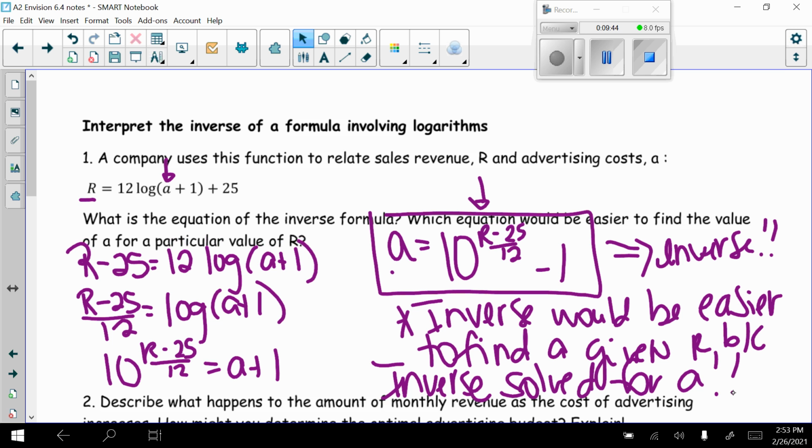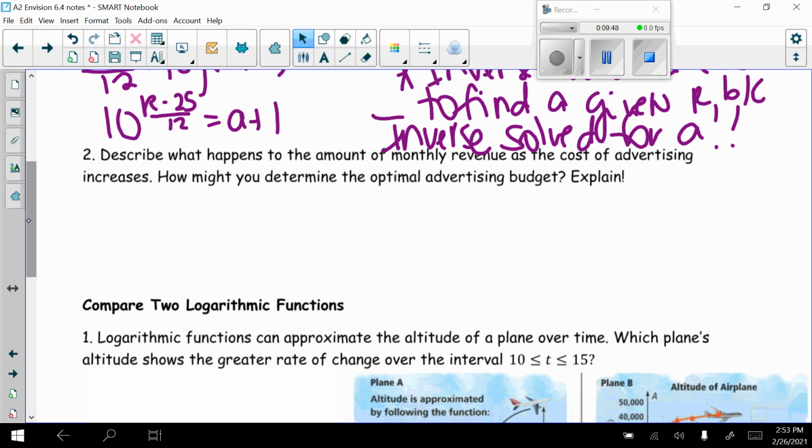Number 2 says describe what happens to the amount of monthly revenue as the cost of advertising increases. How might you determine the optimal advertising budget, and explain? Okay. So R equals 12 log of A plus 1, all of that plus 25. That is our monthly revenue.